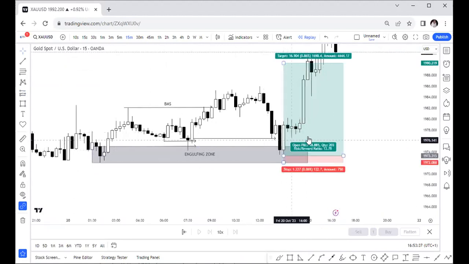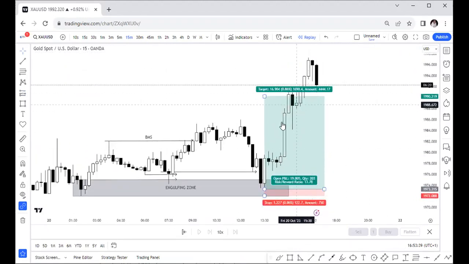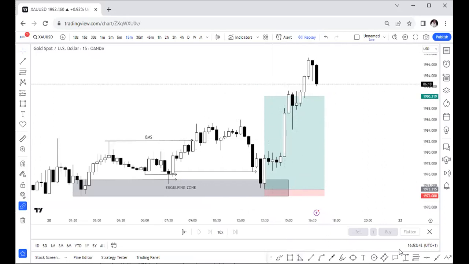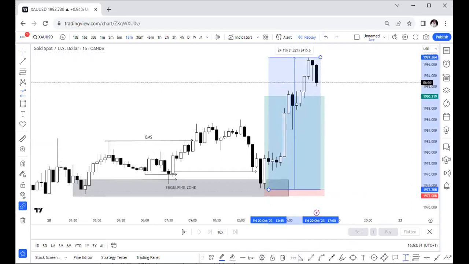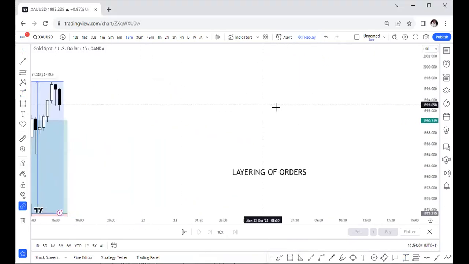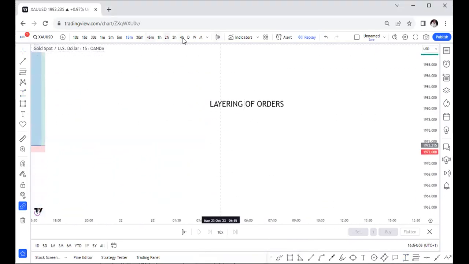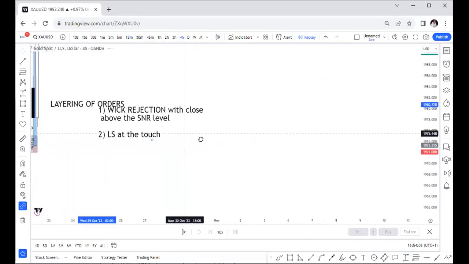So your stop loss is here, and imagine how many pips, from 12 pips to 239 pips. That's 239 pips divided by 12 pips. That gives almost about 20 times, 20R. So that's the benefit of trading with MSR.